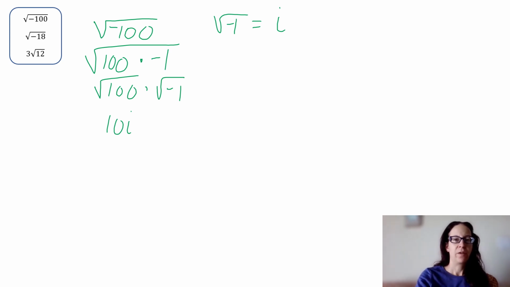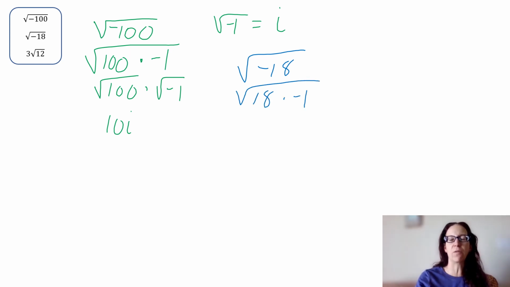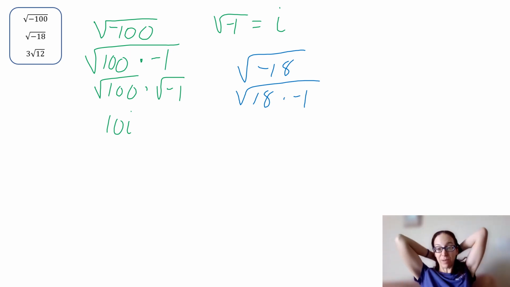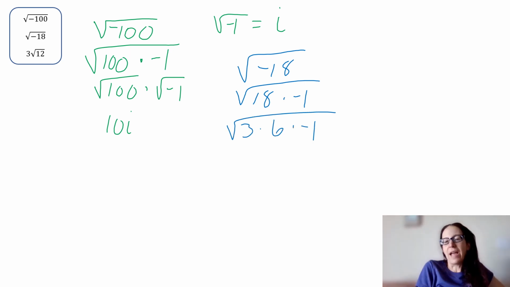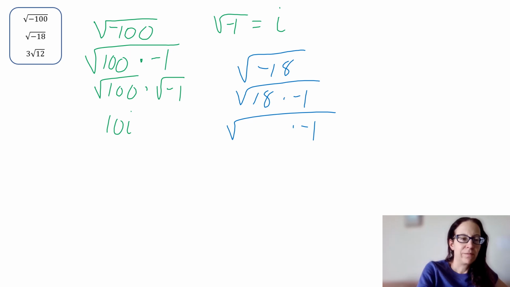We have the square root of negative 18. That can first be split up into 18 times negative 1. Now, the 18, though, I can't take the square root of it. So I need to see if I can factor that more in such a way that there is something I can take the square root of. If you try to factor it like this, I can't take the square root of 3 and I can't take the square root of 6. So that does not work.